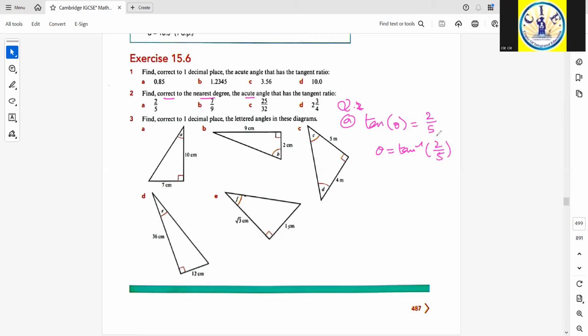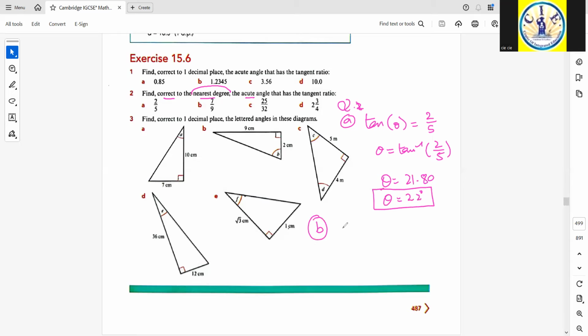So using your calculator, tangent inverse of 2 by 5, that is 21.80. Since you need to give the answer correct to the nearest degree, the nearest degree is going to be 22 degrees. So this is how it is to be done.